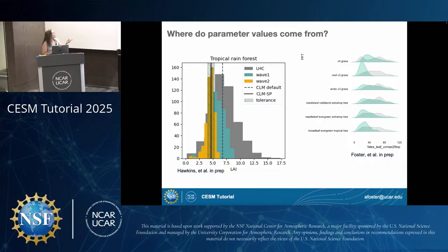Here we run a big ensemble with a bunch of different parameter values, and then we try to constrain, minimize the difference from observations. So here we're minimizing difference from observations for LAI. The gray one is the first ensemble that we ran, and then we have these different waves. We're getting closer and closer to observations as we constrain our parameter values. And then over here, I'm doing it with FATES. So it's a similar thing.